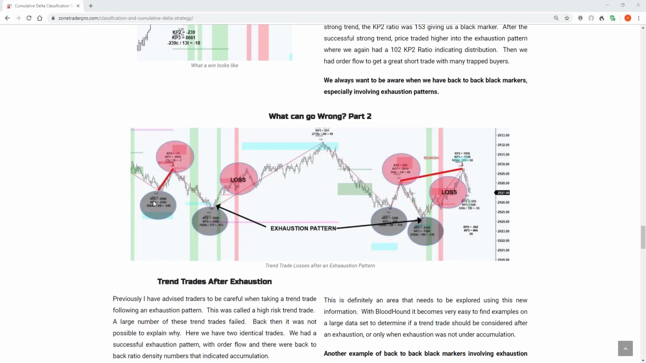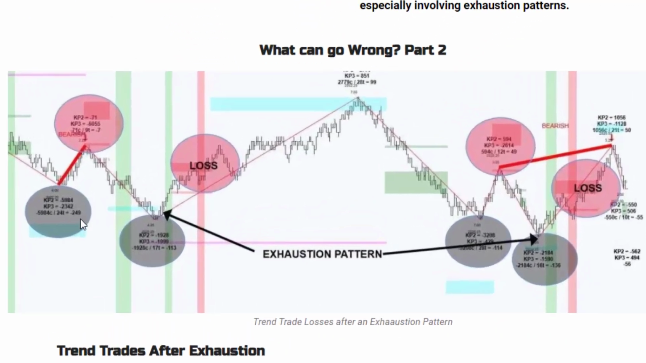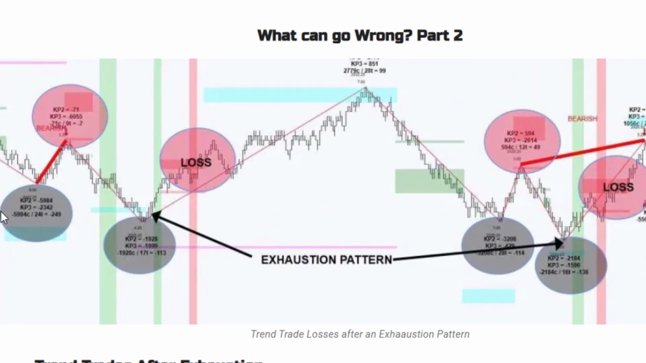This chart is kind of old, so I don't know that I could go back and find this in the history. But what the point was here is that first we had a black classification here, we had a red classification, and in this case we had special divergence coming into this trade. And then as price fell even further into an exhaustion pattern, we again had a black classification. And then what that took us to is a losing trend trade here. And you can of course see the results.